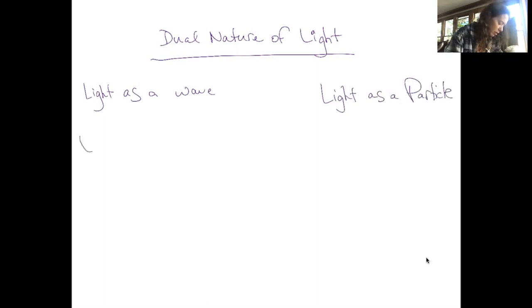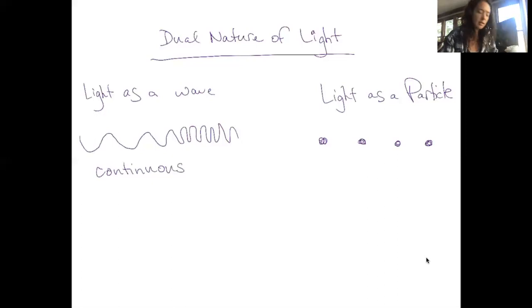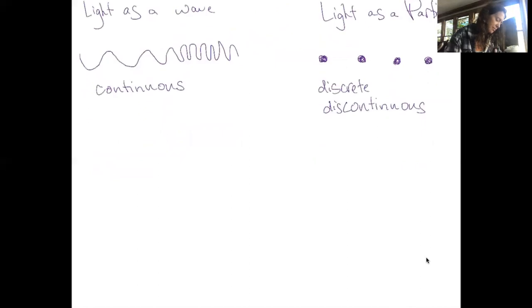A wave, as you know, is somewhat like this, right? And a particle, as you know, is more like this, right? This is continuous, as it doesn't begin and end. And this is discrete, which means discontinuous. It means it begins and it ends, right? There's one there, it ends. There's one there, there's one there, as the wave is continuous, all right? So hopefully you see that.